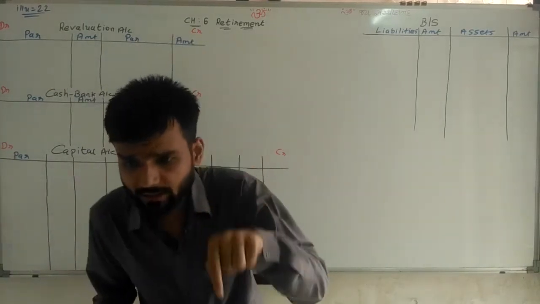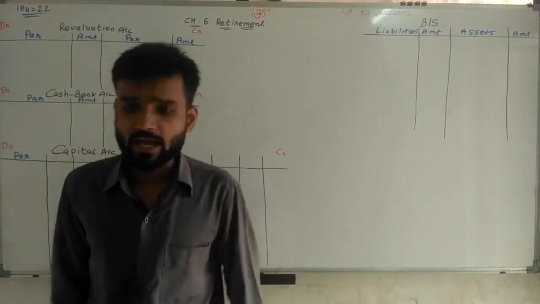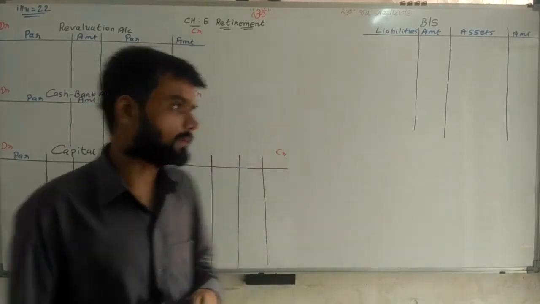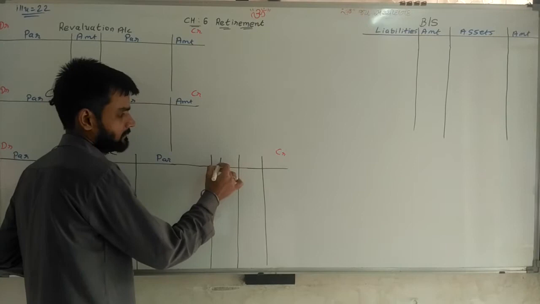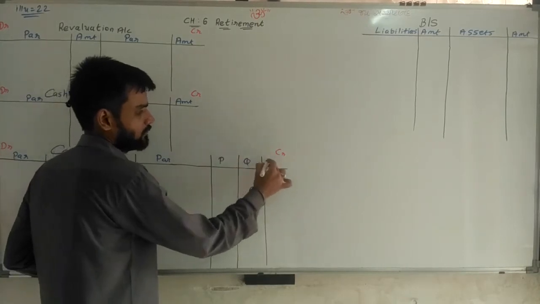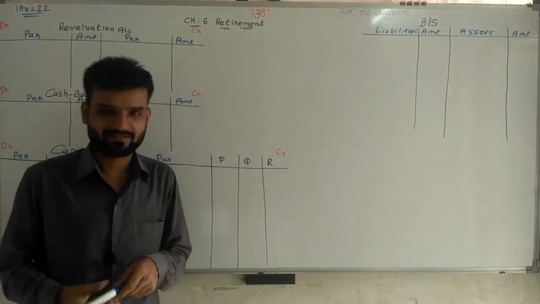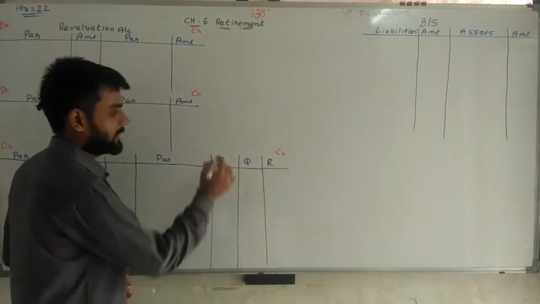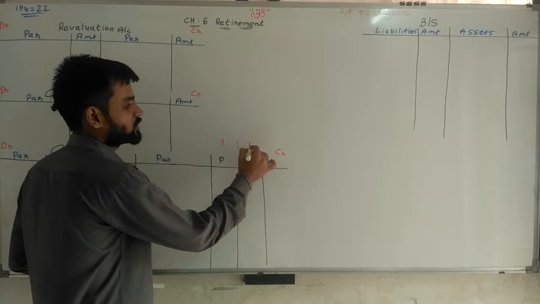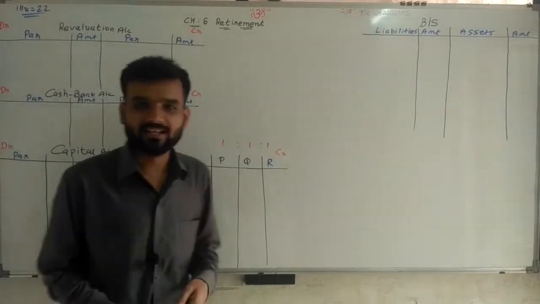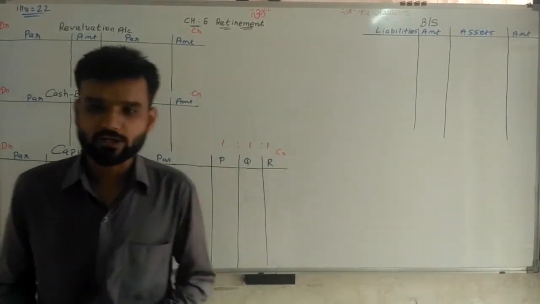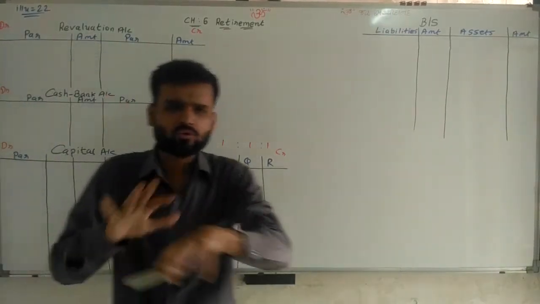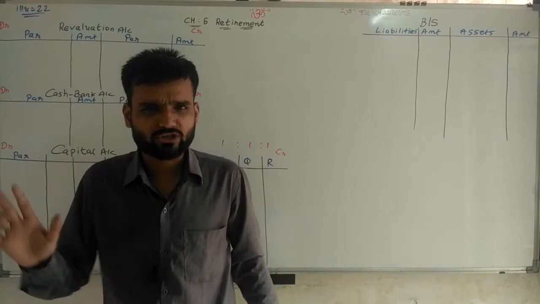P, Q and R are partners in a firm, sharing profit and loss equally. So three partners' names are given, P, Q and R, and they are sharing profit equally. So I can say 1:1:1 is the equal ratio. Going ahead. The balance sheet of the firm is given below. I am not worried about the balance sheet.